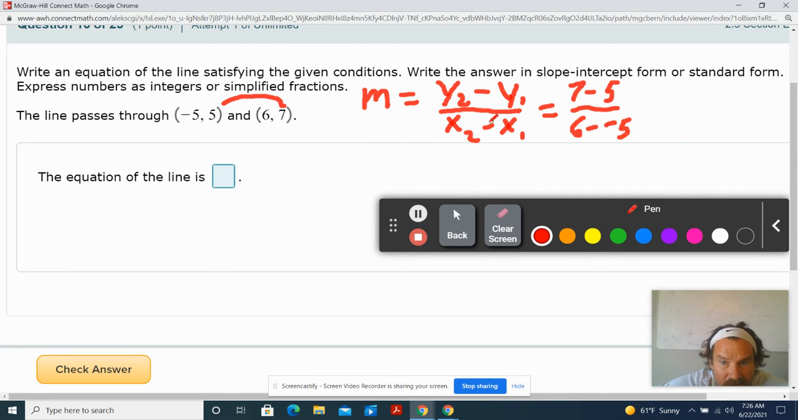The formula has a minus. If your coordinate is minus or negative, then you're going to have a double negative. What happens if you have a double negative? If you have a double negative, that turns into a positive. So this is a 2. And then 6 minus negative 5 is an 11. Okay, now don't get scared of the fraction. Don't get scared. I know fractions are scary.